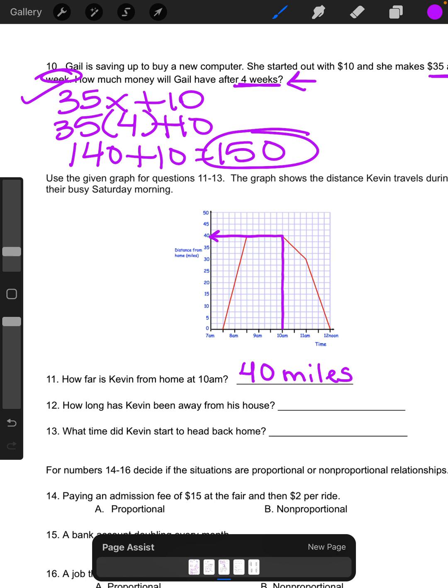How long has Kevin been away from his house? I'm assuming they mean from 10 a.m. If they don't mean from 10 a.m., they didn't give me enough information to answer this, so we're just going to go with it. So Kevin left his house looking like at 7:30. So he was still home at 7:30, and then he left. So from 10 a.m. going back to 7:30, that would be 2.5 hours.